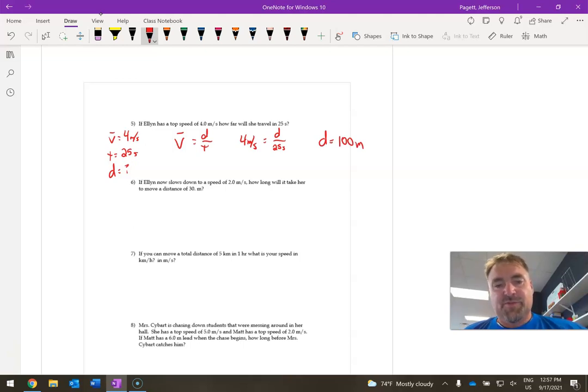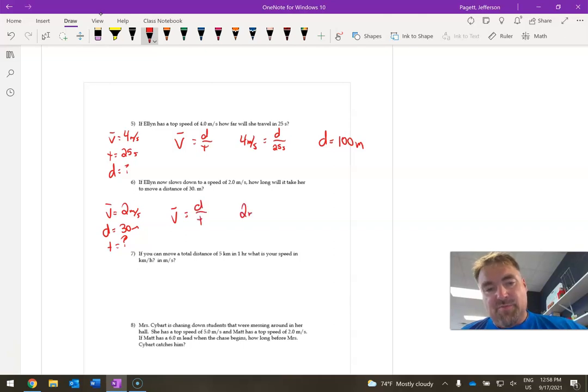Now we have Ellen slowing down to a speed of 2 meters per second. How long do we move a distance of 30 meters? So my V average now changes from 4 to 2 meters per second. My distance is 30 meters, and I'm looking for my time. That's my question mark. So now, same equation, V average is D over T.